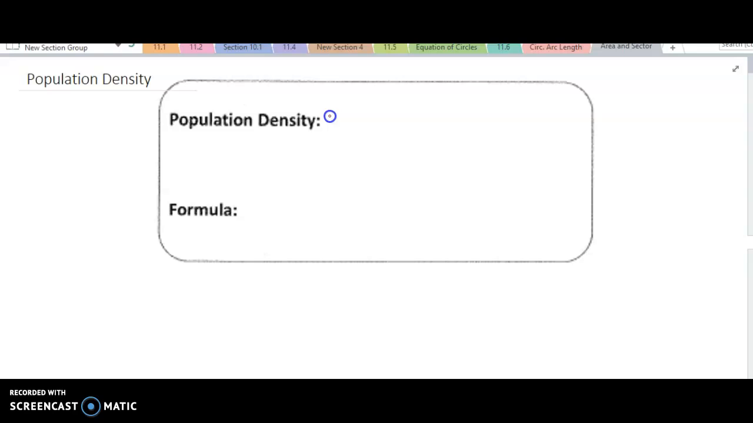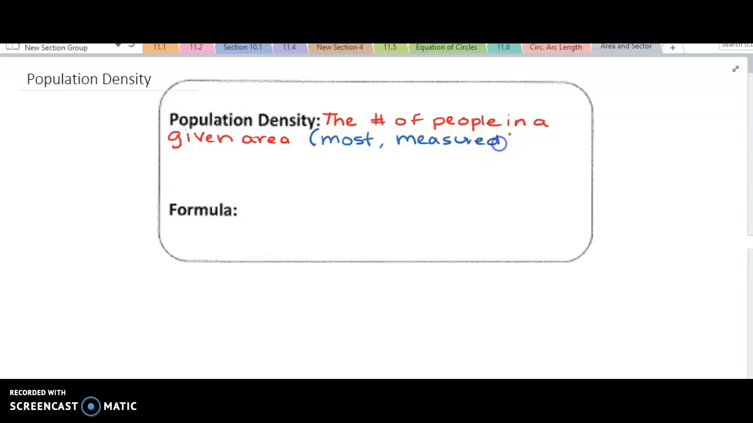Population density is the number of people in a given area. Generally speaking, and there are lots of exceptions to this rule, it's mostly measured in people per miles squared. Like I said, there are lots of exceptions to that measurement, but usually when you hear about population density, they talk about people per square mile.